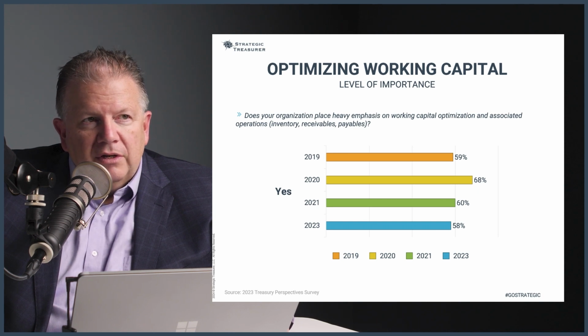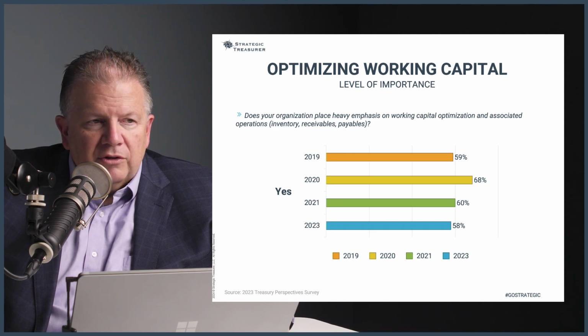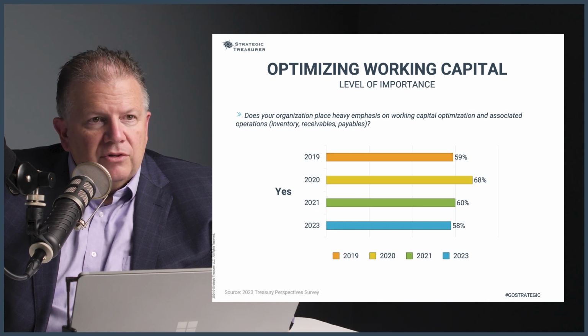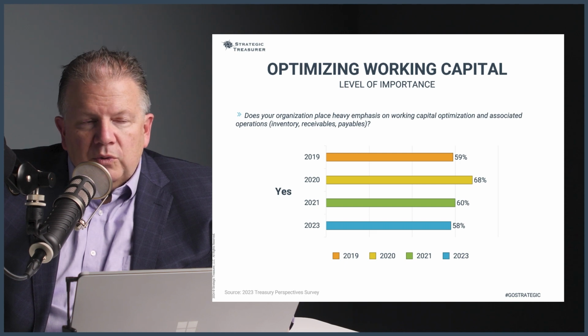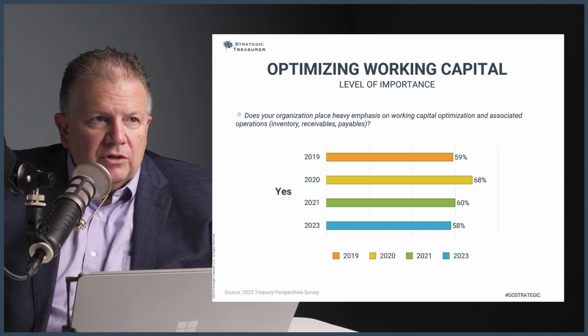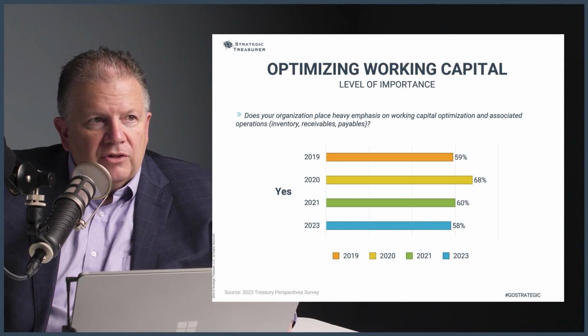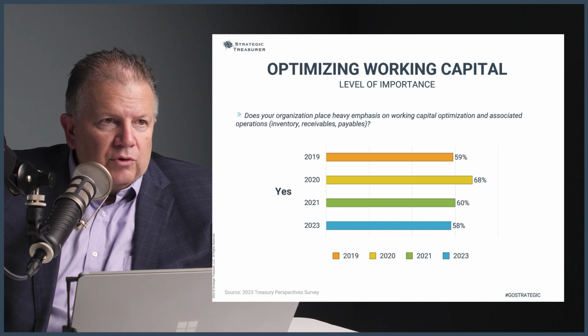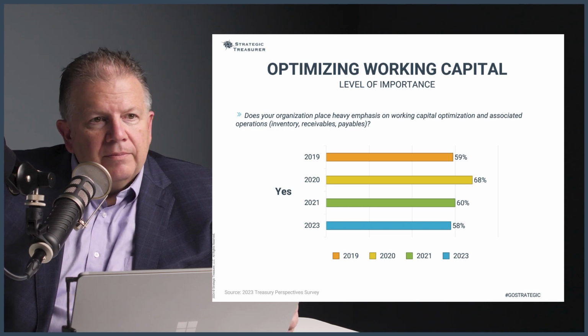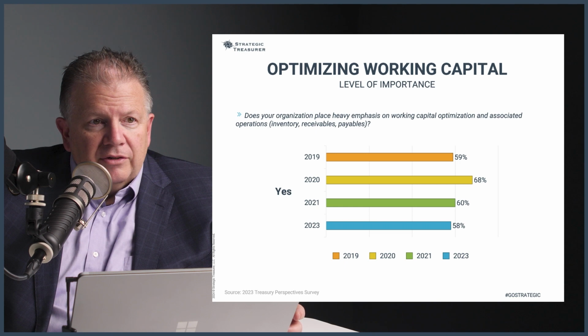Are your peers focused on working capital management? How important is it? And you just look, you see 2019, 2021, 2023, pretty much the same, 59 to 60%. It bounces around that tight band. 2020, it went up to 68%. And the question was, does your organization place heavy emphasis on working capital optimization and associated operations, such as inventory, receivables, payables, the cash conversion cycle? So the majority every year is yes, and it sits right around 3/5 of your peers do this.